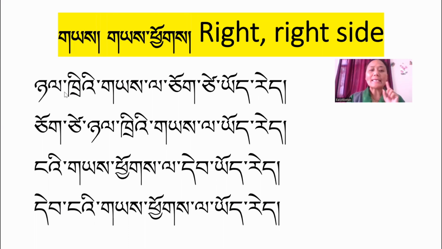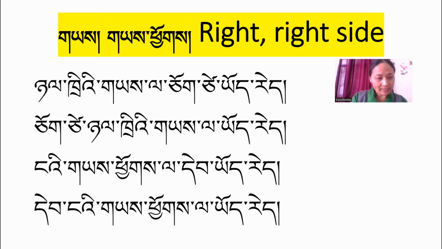So first one, khel thi ye la chok yere. So that means the table is right side of bed. Okay, and then another way of writing, khel thi ye la yore. Right side of the bed, there is a table.